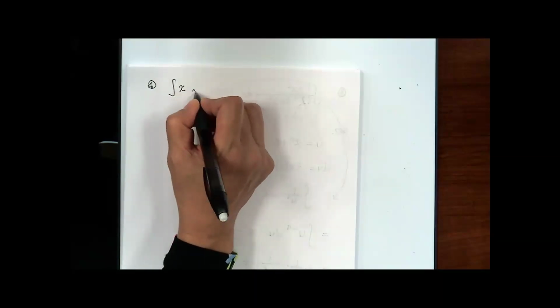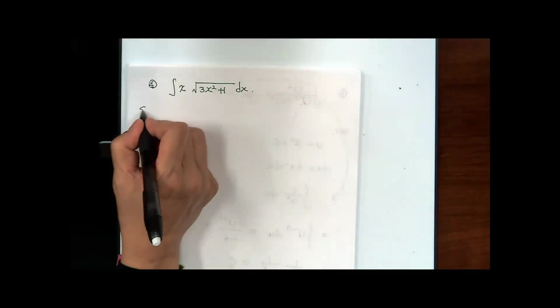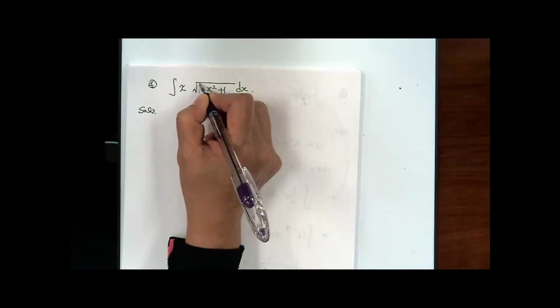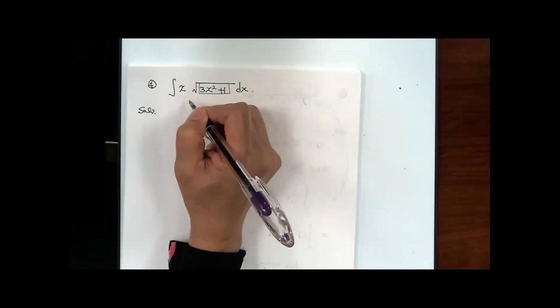The next one is the integration of x times the square root of 3x squared plus 1 dx. First thing you can notice here is this is a product function. x and the square root of 3x squared plus 1 are multiplied. And what's under the radical sign, when you differentiate, you will get something related to x, which is the same up to a constant.